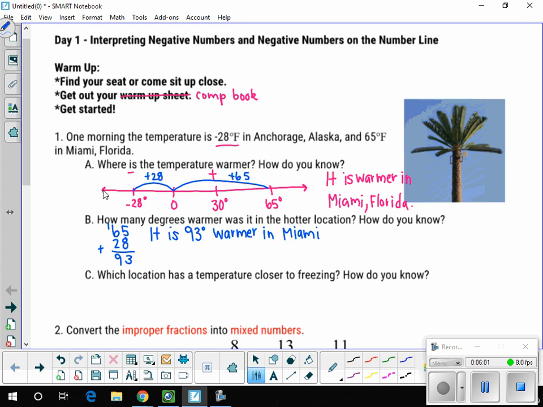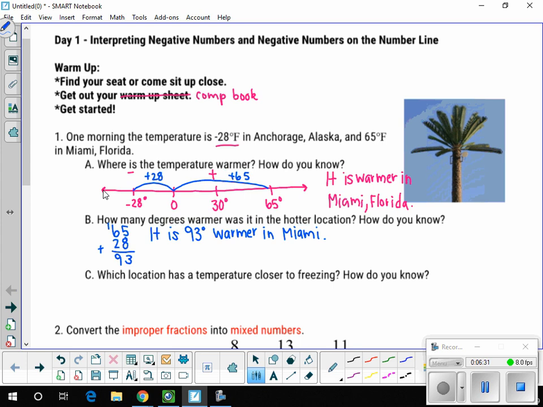I like that you explained how we can think about that with our number line. So 0 is a great point to get to. All right, C says, which location has a temperature closer to freezing? How do you know? Now let's first of all talk about what temperature in Fahrenheit is freezing. For water, we'll say. Penny, do you know? It's 32.